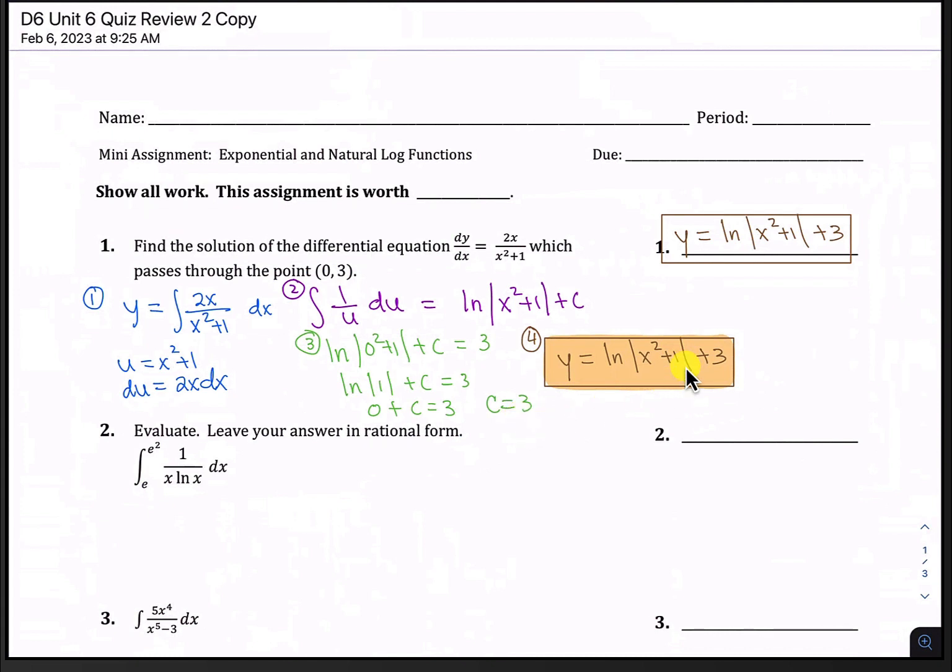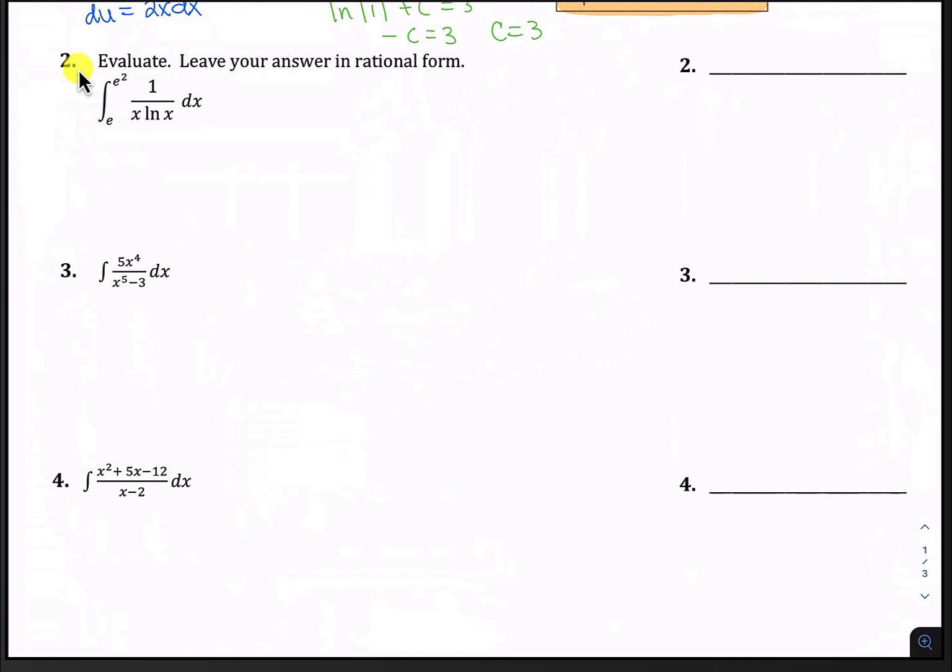Then we write our final equation, and that is y equals the natural log of the absolute value of x squared plus 1, plus 3. Final answer. Here's number 2.